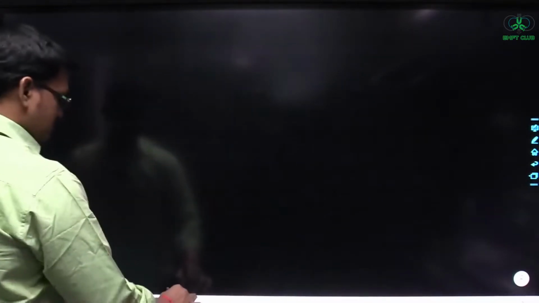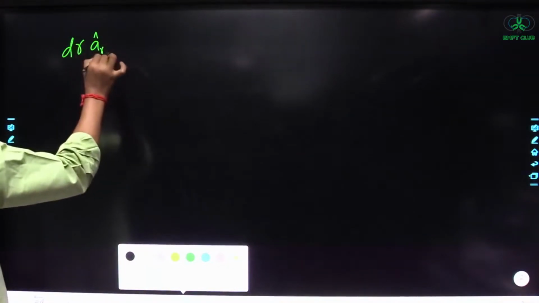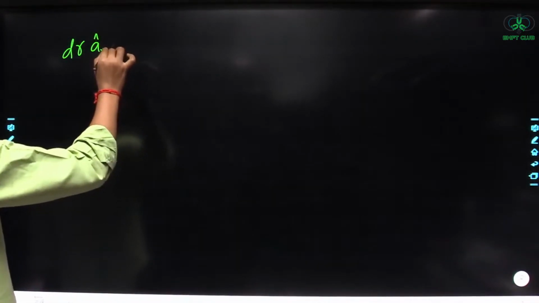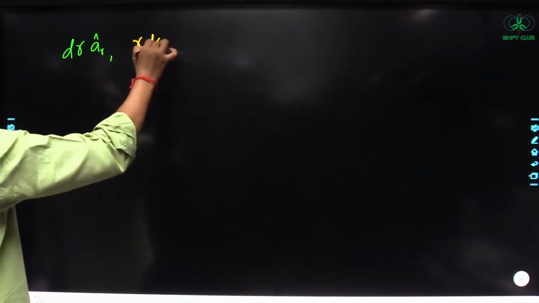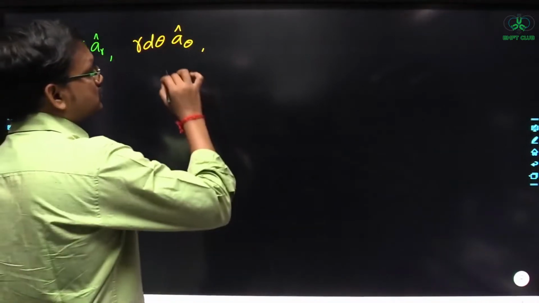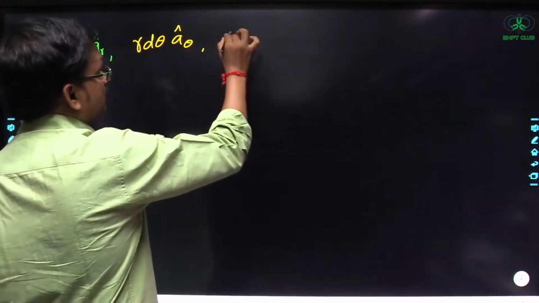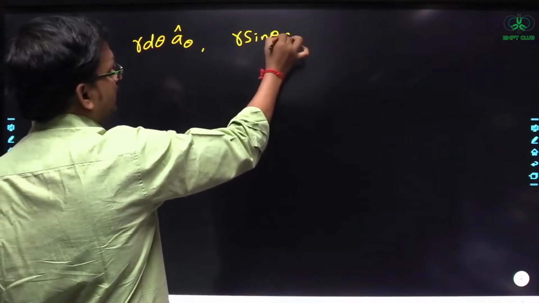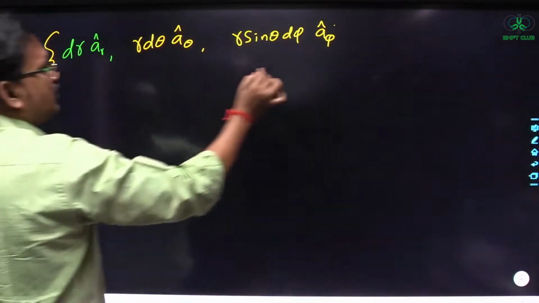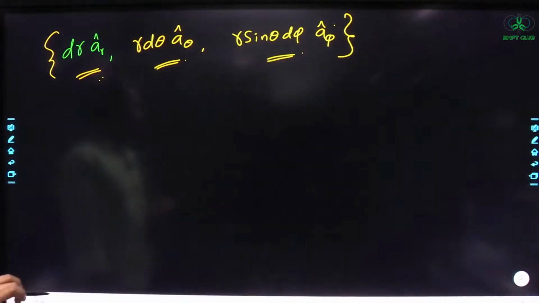What are the differential lengths along r? The differential length along r is dr ar cap, right? And the differential length along theta is r d theta a theta cap, and the differential length along phi is rho d phi, where rho is r sin theta. So here r sin theta d phi a phi cap. So these are the differential lengths in case of the spherical coordinate system.